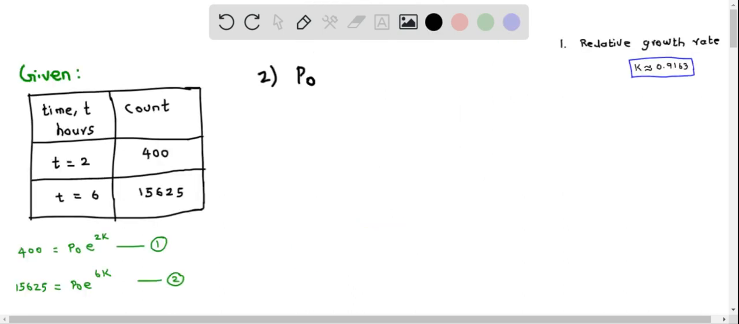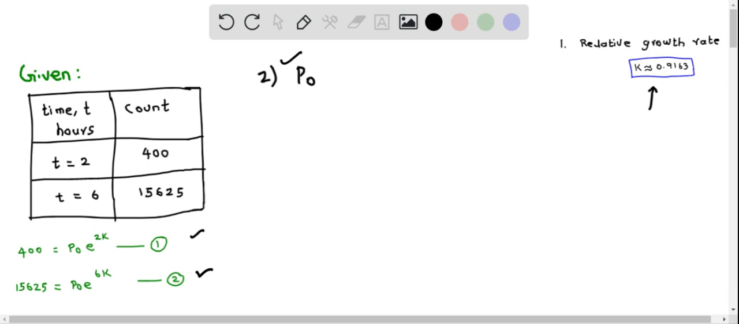Let's answer question 2. Here we have to determine the initial size of the culture, that is, we have to determine P naught. Since we have already determined the value of k, which is approximately 0.9163, we can plug the value of k into either equation 1 or equation 2. I'm going to plug it into equation 1.